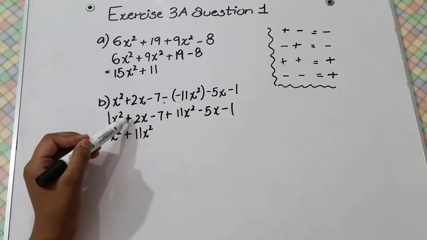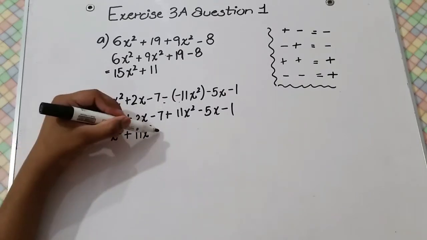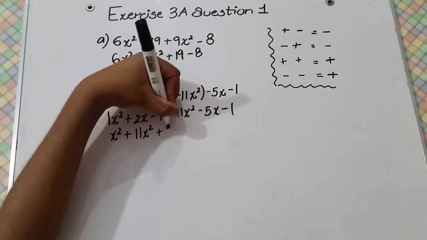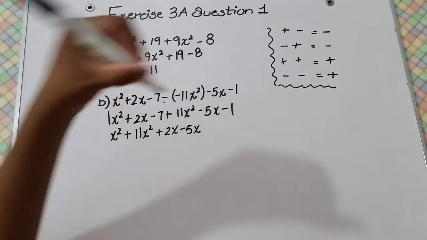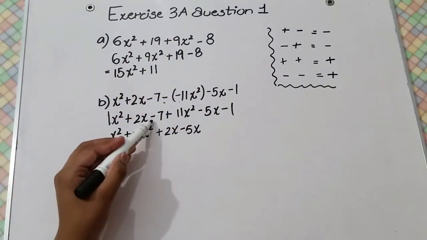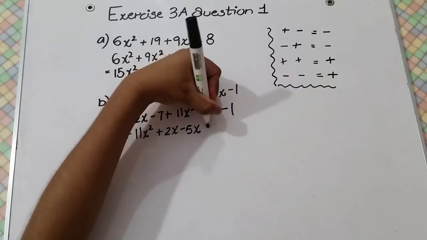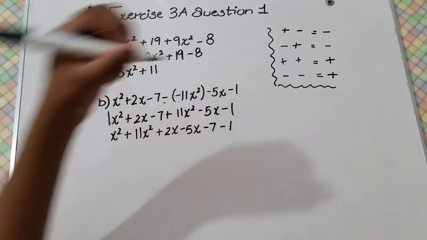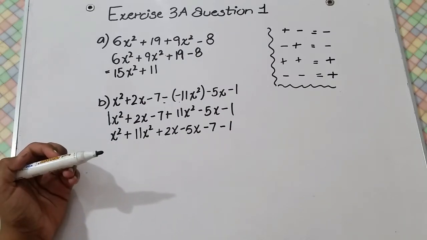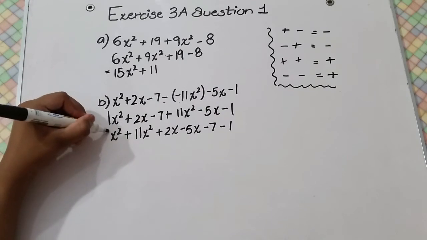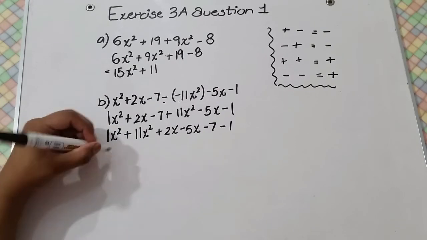Then we are having plus 2x and minus 5x. So we are going to write plus 2x minus 5x. Then minus 7 and minus 1. So we are going to write minus 7 minus 1. And now we are simply going to solve this expression out. So x is considered as 1. 1 plus 11 is 12.